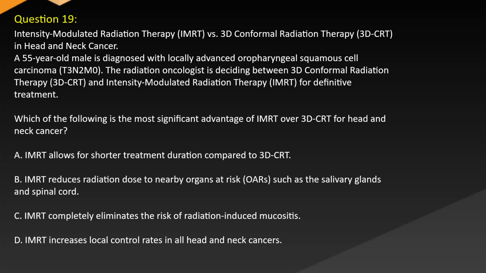A. IMRT allows for shorter treatment duration compared to 3DCRT. B. IMRT reduces radiation dose to nearby organs at risk, OARs, such as the salivary glands and spinal cord. C. IMRT completely eliminates the risk of radiation-induced mucositis. D. IMRT increases local control rates in all head and neck cancers.